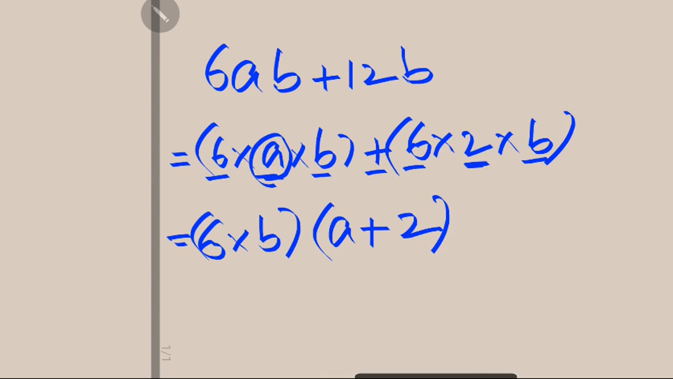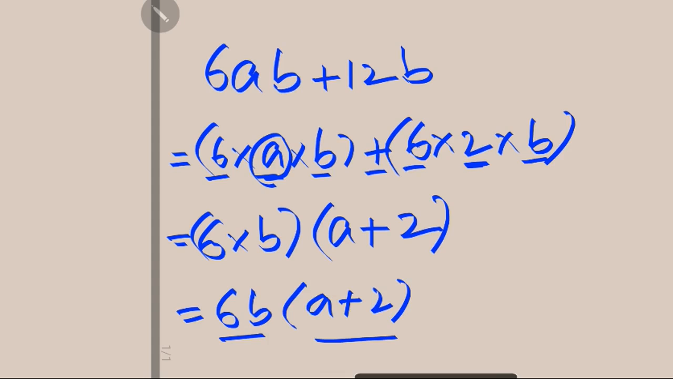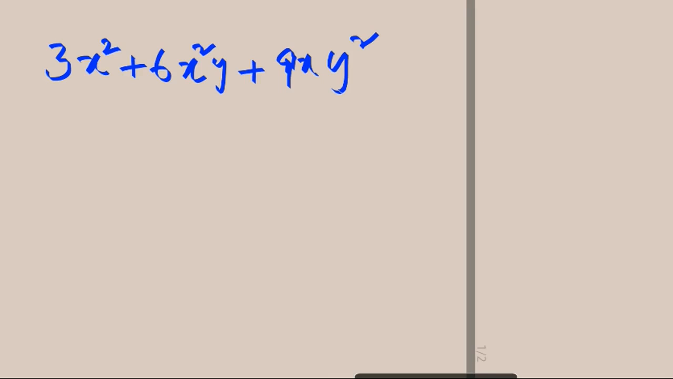So 6b into a plus 2, that means 6b and a plus 2, these two are factors of the given expression. And 6 into b also, that means 6 separately factored, b separately, and a plus 2 is also a factor of the given expression. So in the given expression total 3 terms are there. How can we factorize? Let us see.